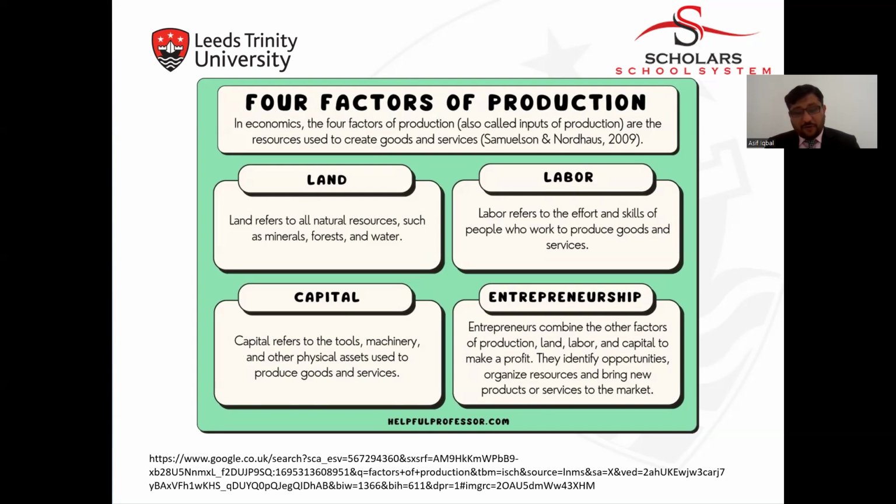Entrepreneurs combine all these factors of production, land, labor, and capital, to generate a profit. Entrepreneurs are the ones who identify the opportunities in the market. They organize the resources and bring new products and services to the market. So entrepreneurs combine land, labor, and capital, and then start the business and bring new goods and services to the market. They see that these gaps and these opportunities are available. So entrepreneurs are the ones who can start that and who can combine land, labor, and capital.